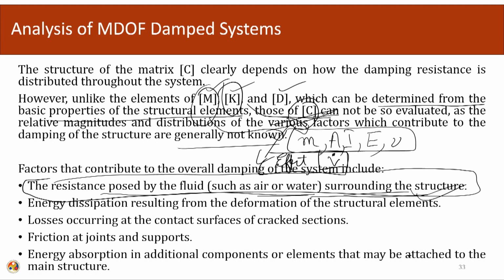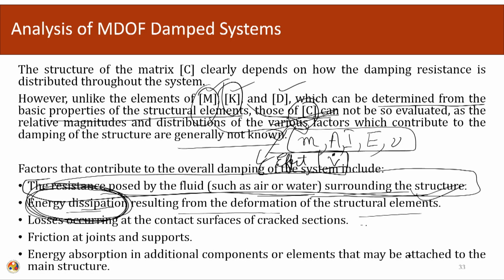So, the energy dissipated, which results from the deformation of the structure. One energy will be stored, other types of energy will be dissipated. So, the effect of the damping will come into this part, the energy dissipation. Then there will be the losses occurring at the contact surface of the cracked section.